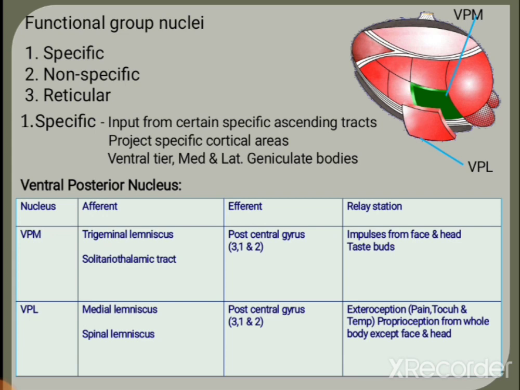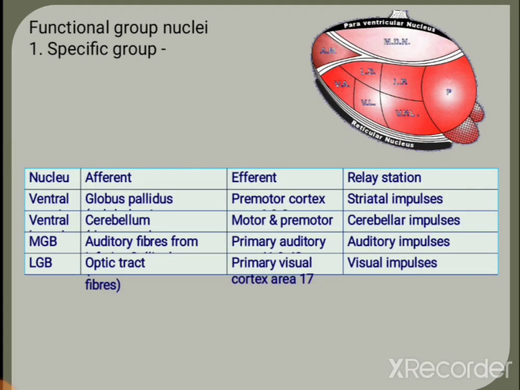Then the VPL nucleus receives afferent fibers from the medial lemniscus and spinal lemniscus, and gives fibers to the post-central gyrus again, areas 3, 1, 2. They are the relay station for exteroception like pain, touch and temperature, as well as proprioception. Then the specific functional group includes the ventral posterior, ventral anterior, medial geniculate body, and lateral geniculate body.